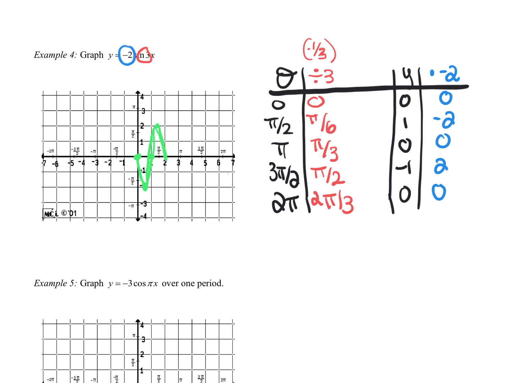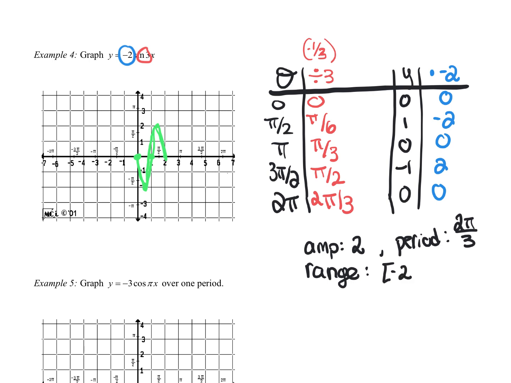And if I were to ask you some questions about this one, its amplitude is 2. Its period would be 2 pi over my b value. My b value was 3. If I asked you the range, this thing goes from negative 2 to 2. Just some food for thought.